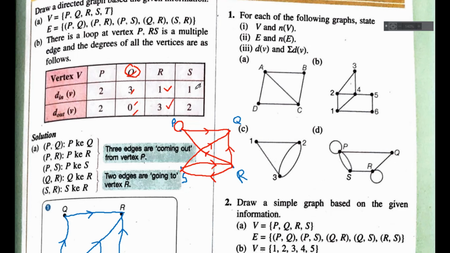S. In degree of S equals to 1. So 1 line is going in into S. Okay, this one correct. Out degree of S equals to 2. So 2 lines going out from S. So we have 1, 2, correct?